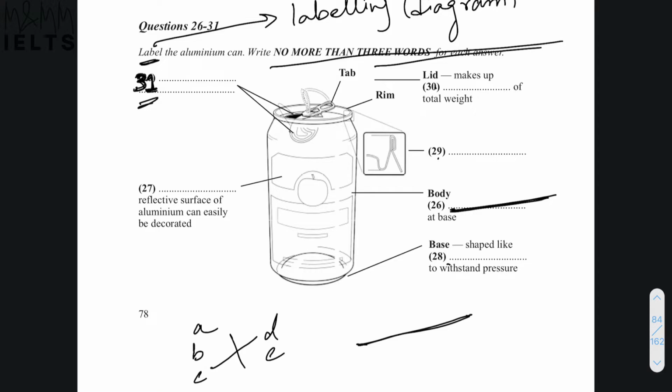Again, I will share the same thing. First, I will get something related to 26. Then I will get something related to 27. Then 28. Then 29. Then 30. And then 31 at the end.